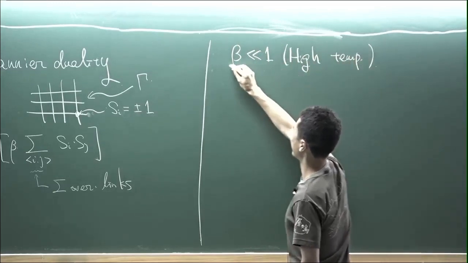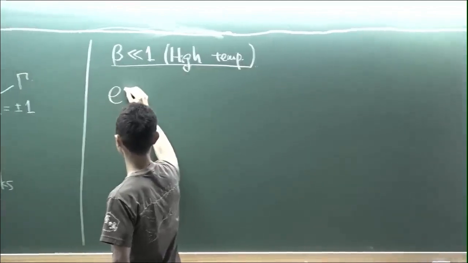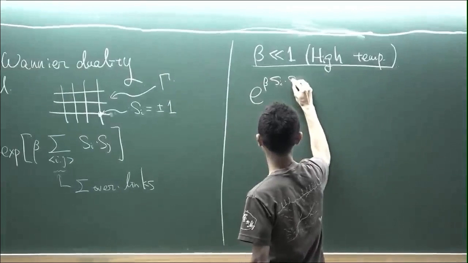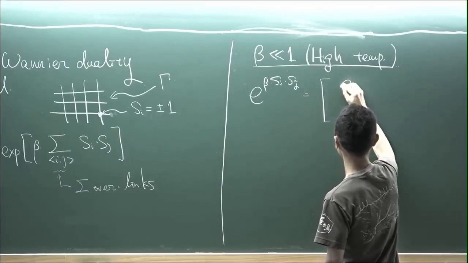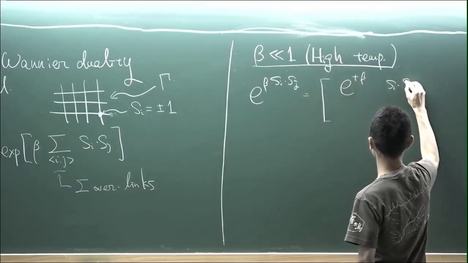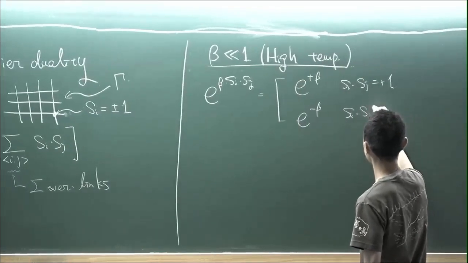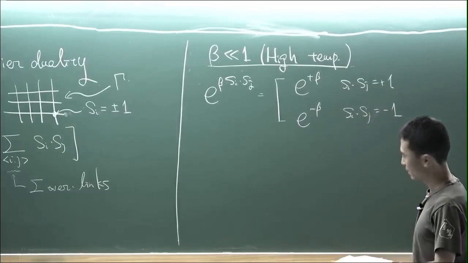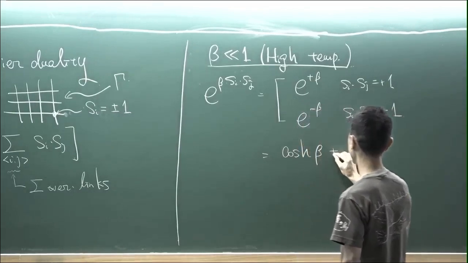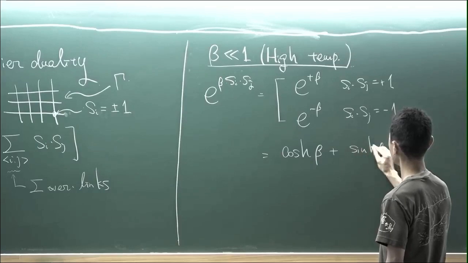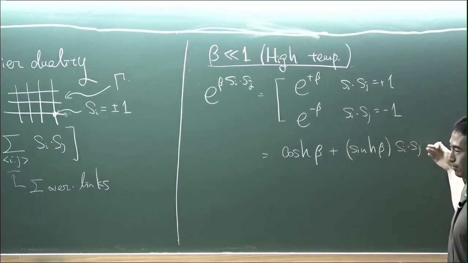The high temperature expansion can be derived in this way. You take this Boltzmann factor, e to the beta s_i s_j. You can see that this takes e to the plus beta when s_i s_j is +1, and e to the minus beta when s_i s_j is -1. But you can actually write it in a different way, as cosh beta plus sinh beta times s_i s_j. You can easily check that these two are the same.